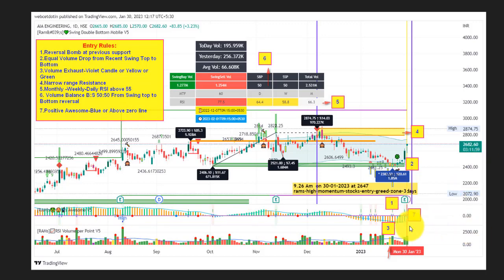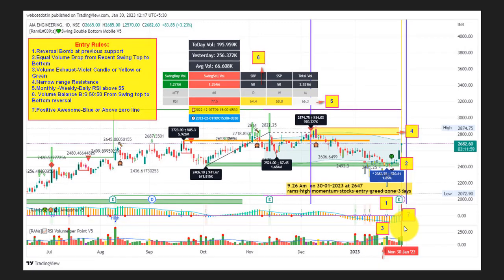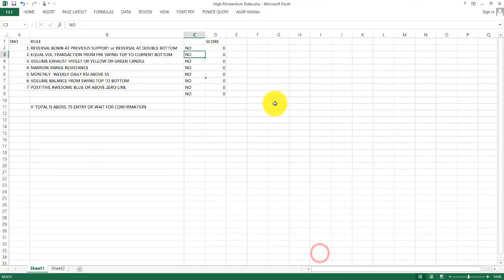Okay, so these are the rules. When we are doing live trading, we don't remember all these rules, and we are in a hurry as the price fluctuates. We may not check the rules, and we may not take entries according to the rules. That's why I have created an Excel. This is the Excel. See, these are the rules, and if we enter yes or no, we get a score here. According to the score, we can decide whether we should take the entry or not.